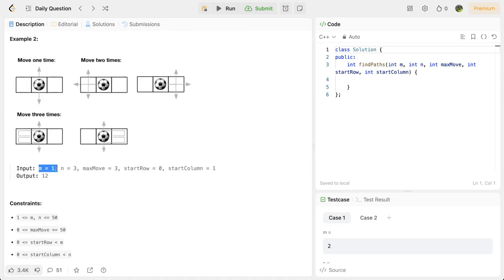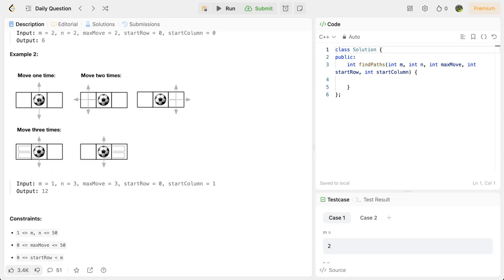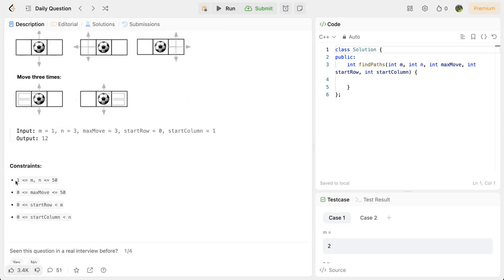Another one is m is 1, n is 3, and max move is 3. If we want to use only one move, we go up or down. With 2 moves, it's left up, left left, left down, or right up, right right, right down. With 3 moves, we can go left right up, left right down, right left up, or right left down. So in total, it's going to be 12 of them: 2 here, 6 here, 2 here, and 2 here. The dimensions are not big, 50 by 50, so we may be able to do something here.